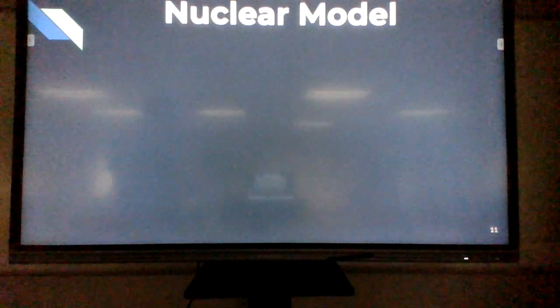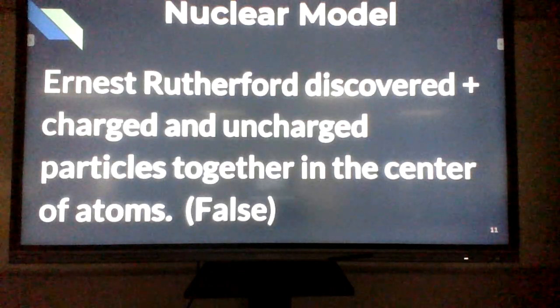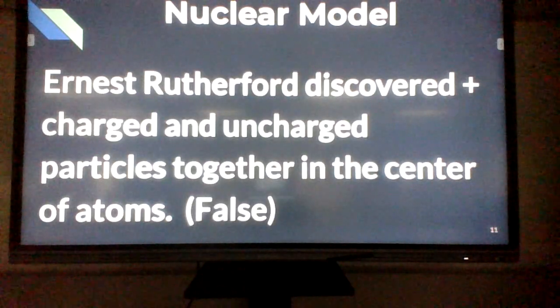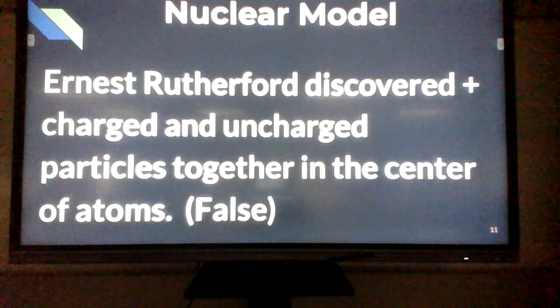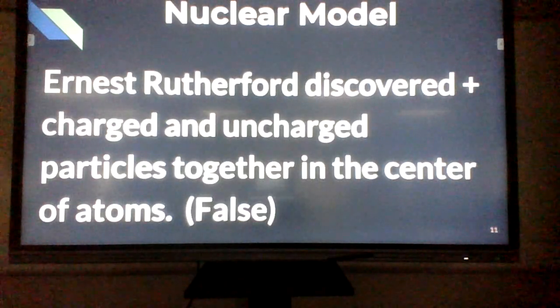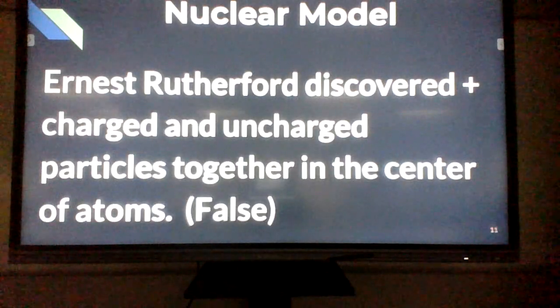Let's look at a quick, brief nuclear model. Another scientist named Ernest Rutherford did something very, very important to the study of atoms. He discovered positively charged particles and uncharged or neutrally charged particles together in the center of the atoms.